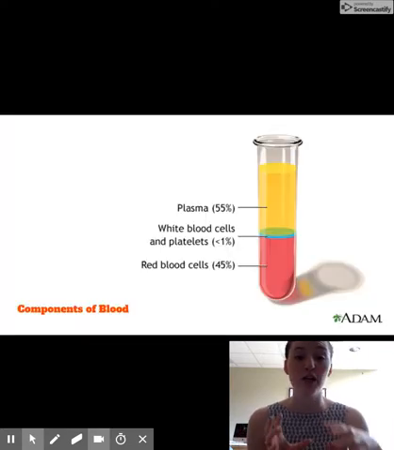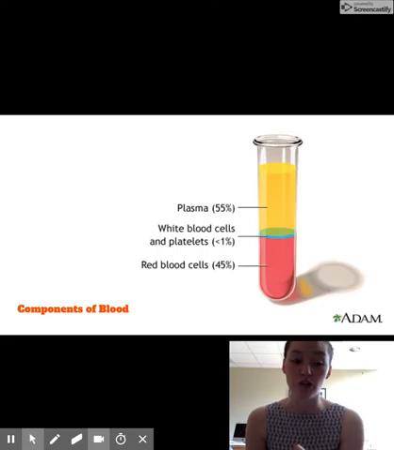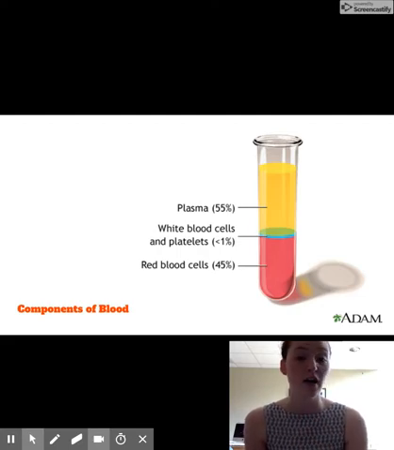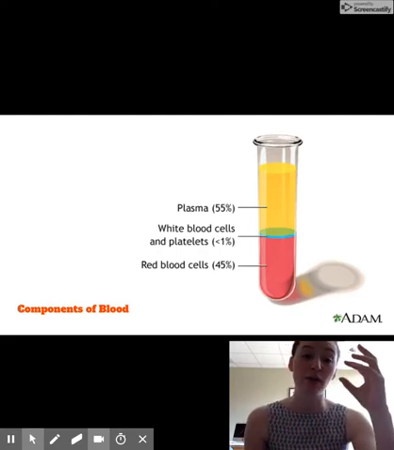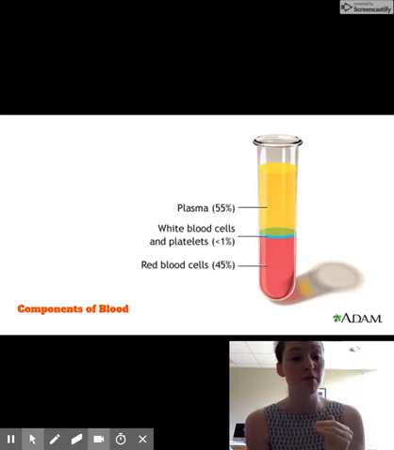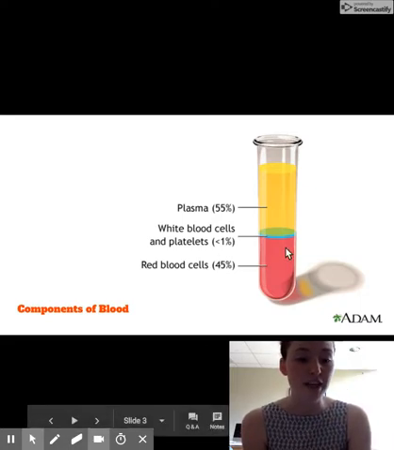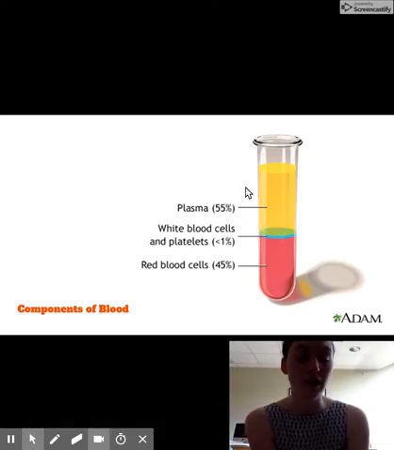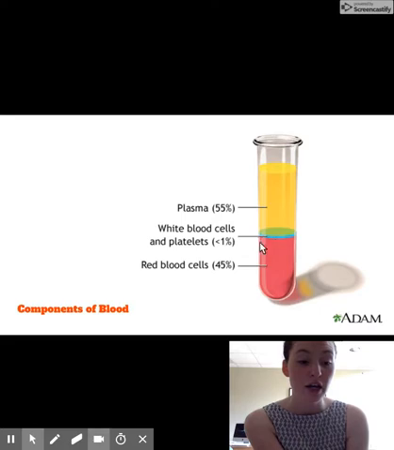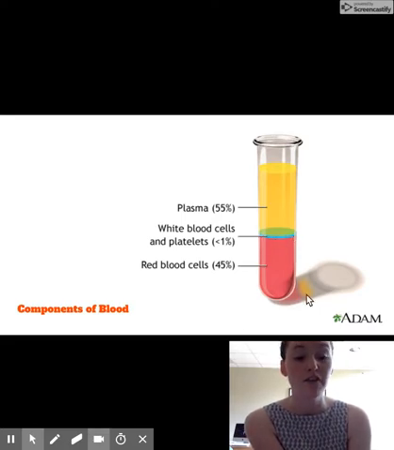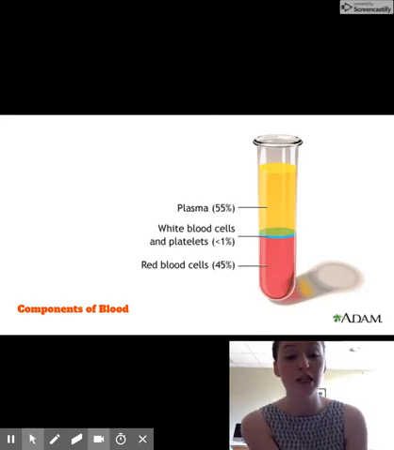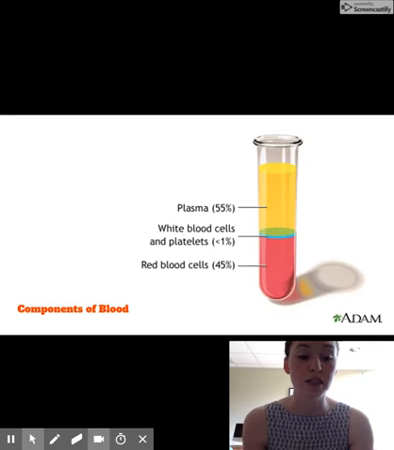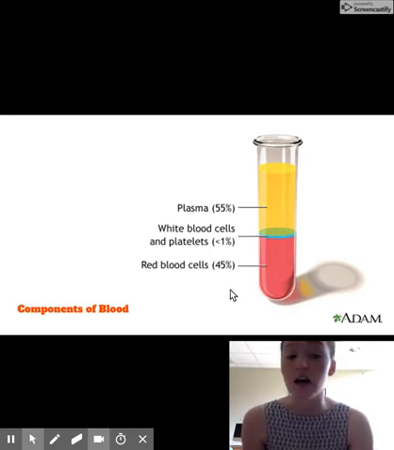So if we were to take a sample of blood and you centrifuge it, which means you spin it really, really fast, the dense parts separate from the less dense parts, and the dense parts move to the bottom. And so what you end up having is something that looks like this, where 55% of your blood is plasma, the liquid part. A little teeny portion is white blood cells and platelets, and then 45% is red blood cells. So a significant portion is red blood cells, but the majority of your blood is not blood cells.